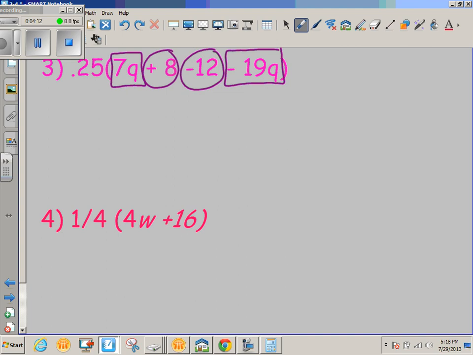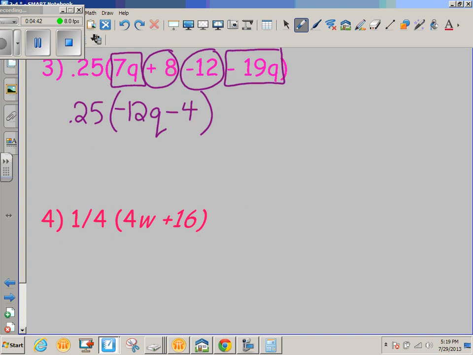So those can also be combined. So what I'm going to do then is just bring down the 0.25 that's outside of the parentheses, and I want to combine 7q minus 19q. That's going to give me a negative 12q. And then I have a positive 8 and a negative 12. That's going to give me a negative 4. From here, there isn't anything else that I can combine within the parentheses.